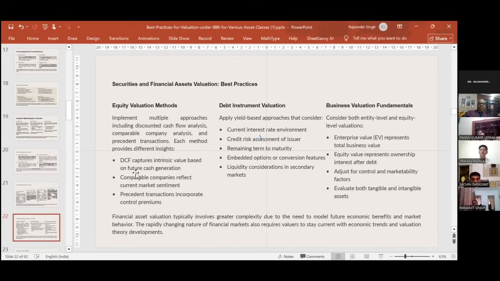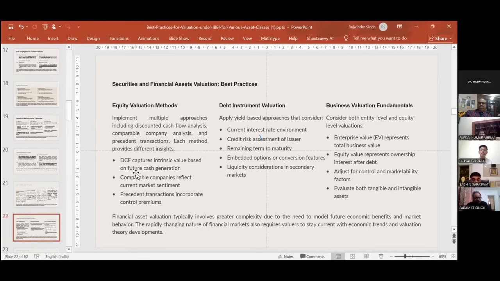And the third method, precedent transactions, incorporates control premium. Then for debt instrument valuations, you have to apply yield-based approaches that consider the current interest rate environment, credit risk assessment of the issuer, remaining term to maturity, embedded options or conversion features, and liquidity considerations in secondary markets.